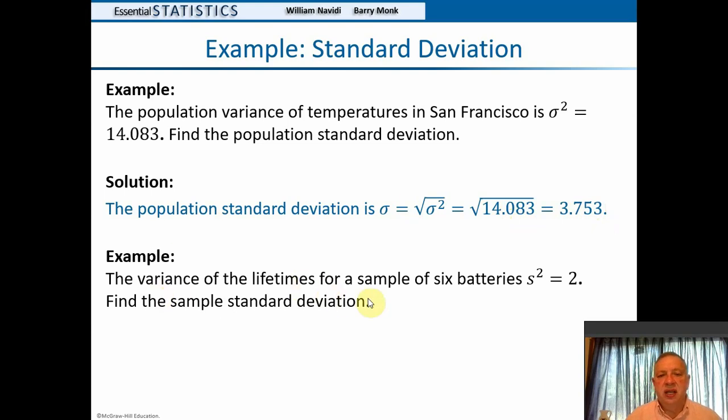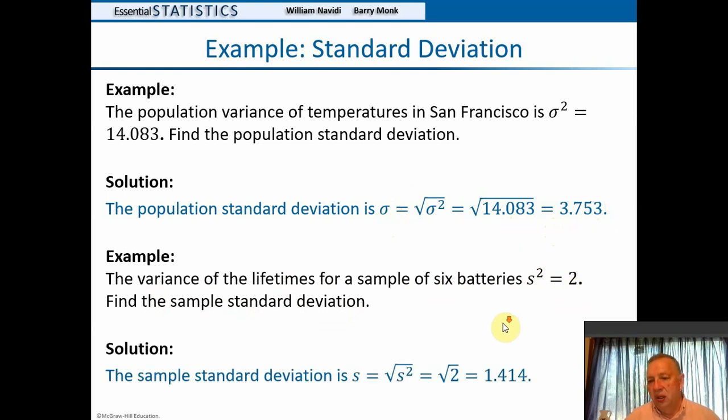The variance of the life science for a sample of 6 varieties was 2. Find the sample standard deviation. I would take the square root of that 2 to give me the s. Here I'm using sigma for the population standard deviation. The s would be the square root of 2, which is about 1.414.